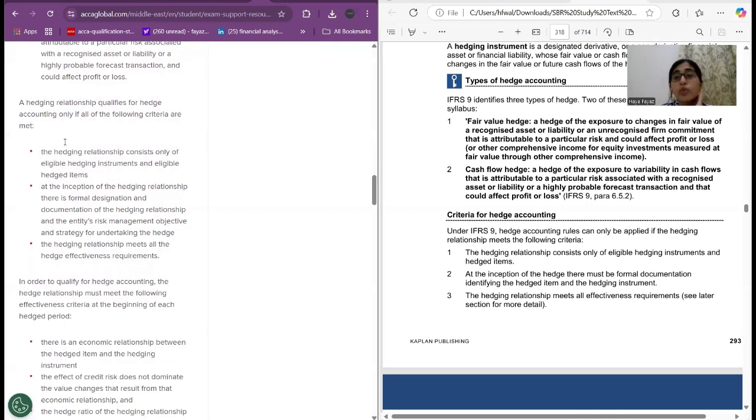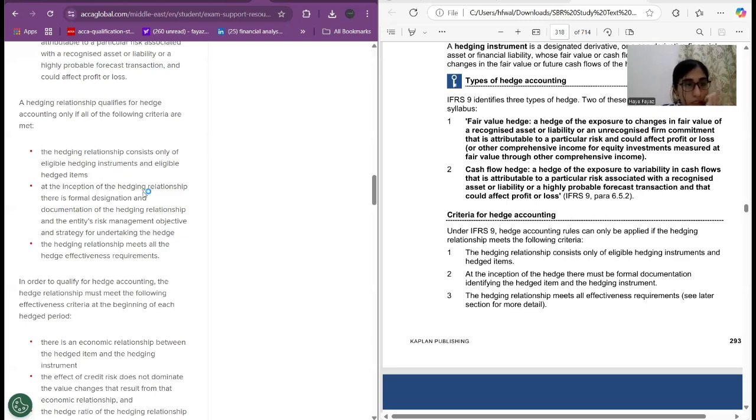So please ensure you know these criteria. Don't just learn it. You should know it, because this will help you further understand the keywords. You will be able to match the keywords with the concept that you're learning here. The hedging relationship consists only of eligible hedging instruments and eligible hedged items. As discussed above, eligibility is already covered. Wheat should not be used for personal or business purposes, net settlement, physical delivery of the goods, all already explained. That is the eligibility criteria for the hedged item.